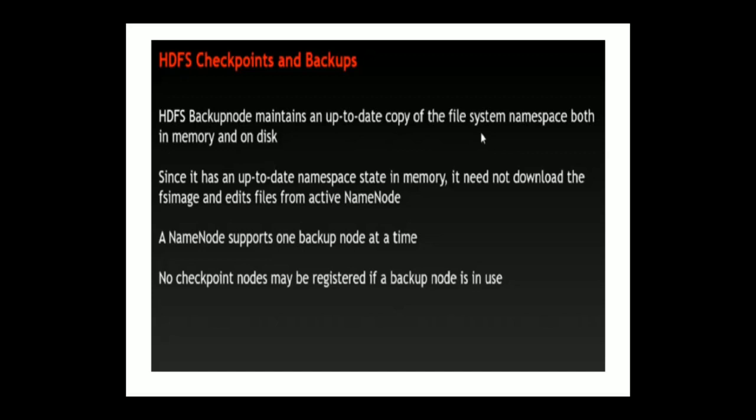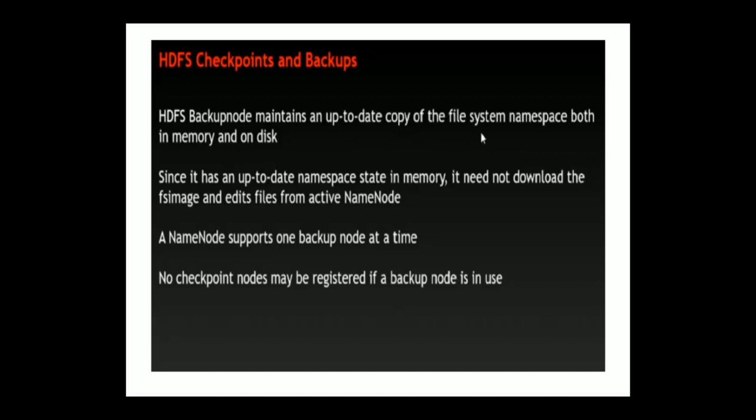So it has an up-to-date namespace state in memory and may not need to download the FS image, because it already has that file with the active name node. Once your backup node is in use, you need not use the checkpoints, because the name node supports one backup node at a time.